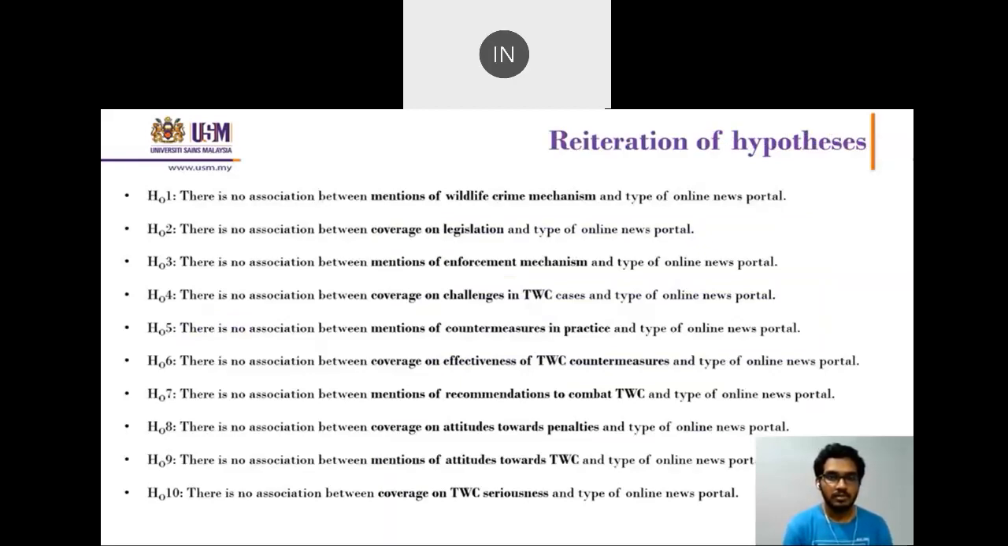These are the 10 hypotheses that have been developed based on the literature review. These hypotheses contest the association between the mentions of various thematic contents and the type of online news portals. These thematic contents include wildlife crime mechanism, legislation, enforcement mechanisms, and so forth.